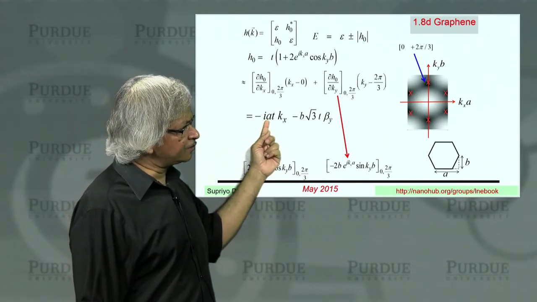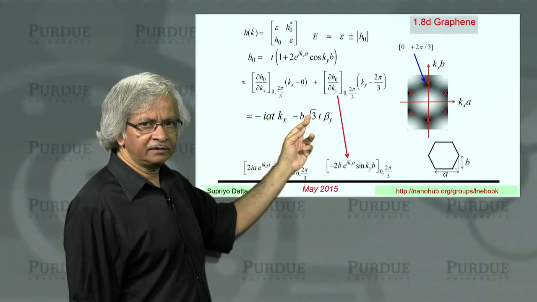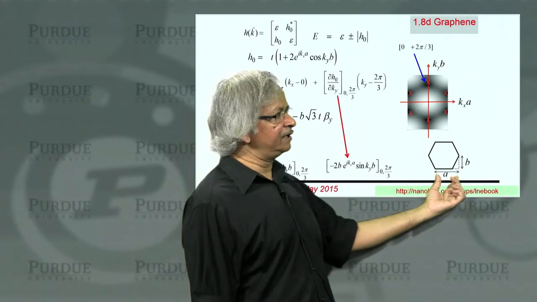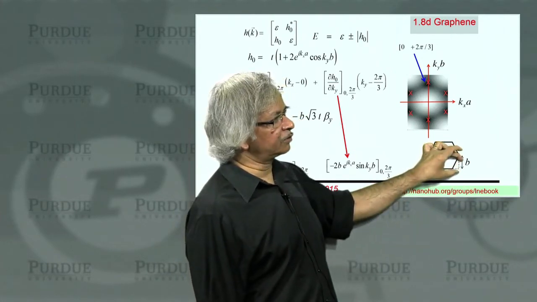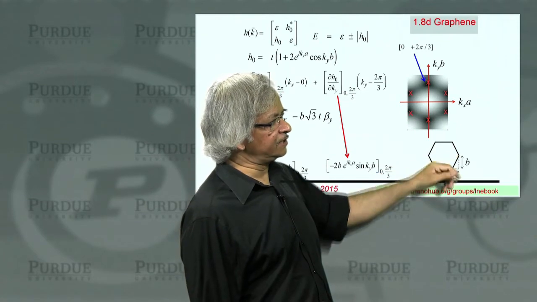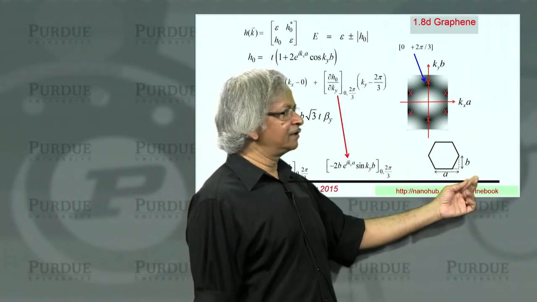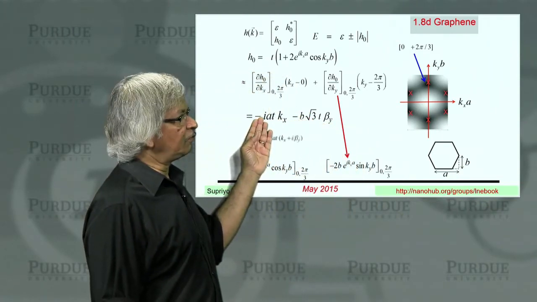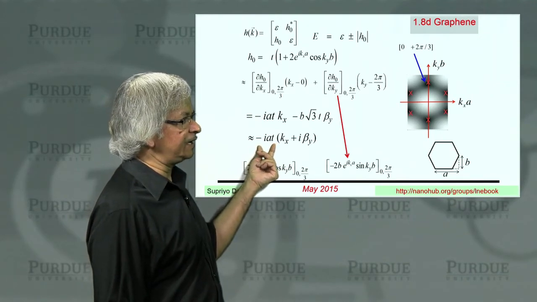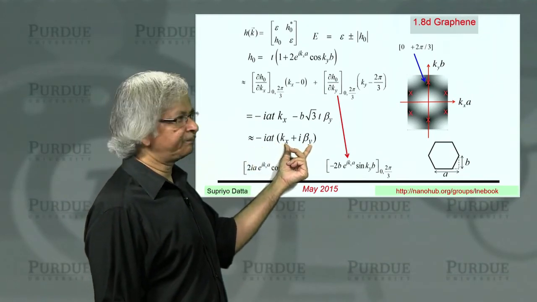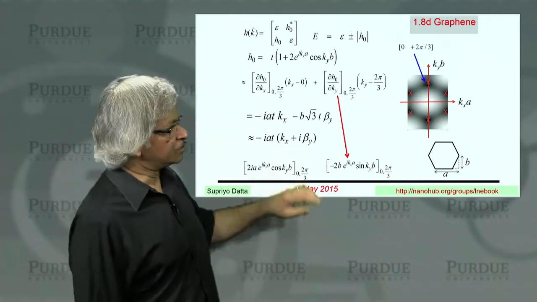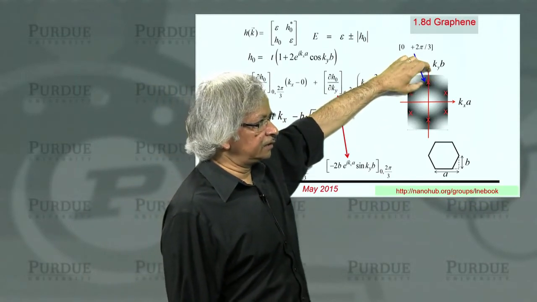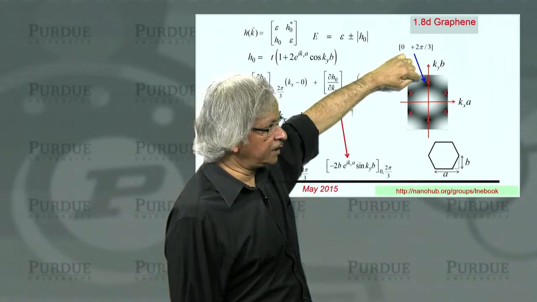Now, it looks like there's a different coefficient for kx than for ky, but actually those happen to be equal. That's because if you look back at the definition of a and b, this is what we called a, and this is what we call b. And since this angle is 30 degrees, you can show that square root of 3 times b is actually the same as a. So overall then, you could write it as minus iat times kx plus i beta y. And this is the result that you often use. So this is the expression for H0 around that location in k space where the H0 is 0.